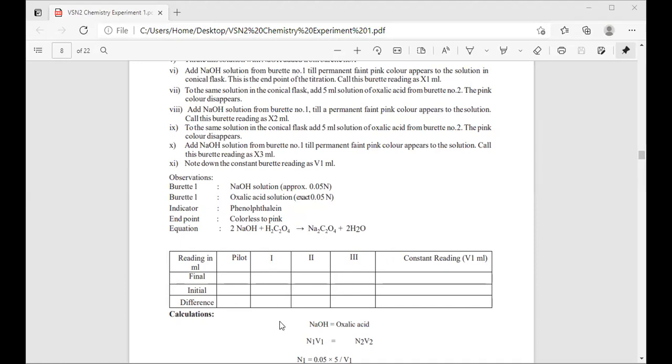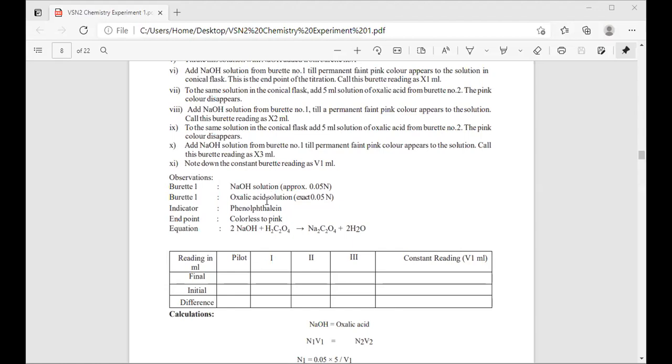Now whatever mistakes earlier batches have made, I don't want you to make a mistake, so please pay attention. Here you are taking 5 ml of oxalic acid in the conical flask, from the burette, 5 ml into the conical flask. 2 to 3 drops of phenolphthalein you have to add, and then go on adding NaOH till you get the color change from colorless to faint pink. So that is the end point.